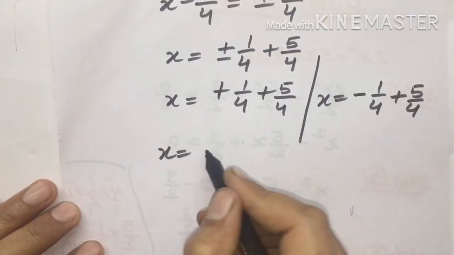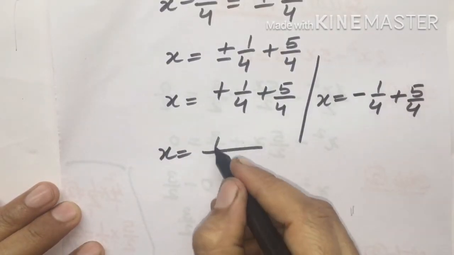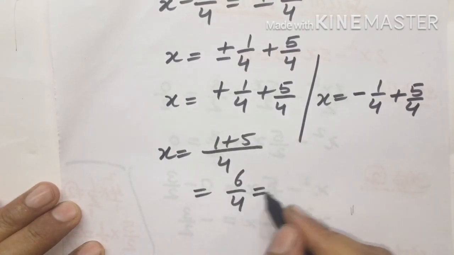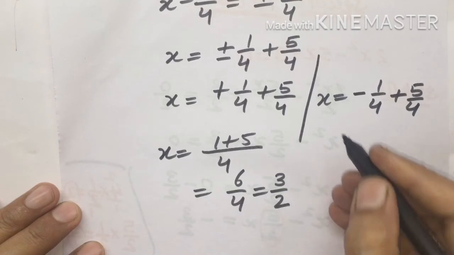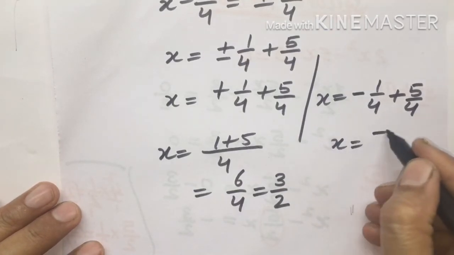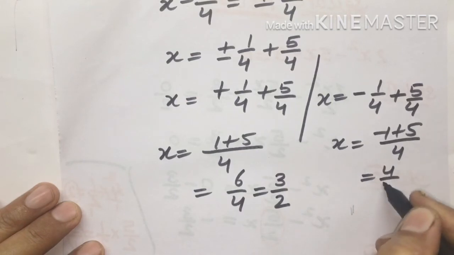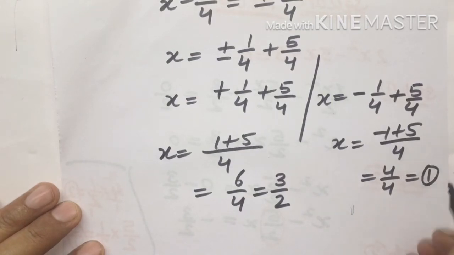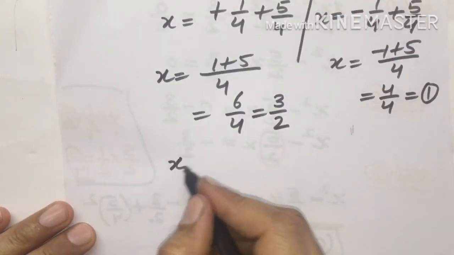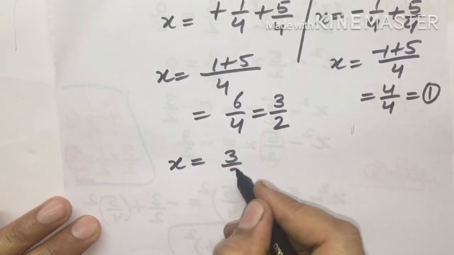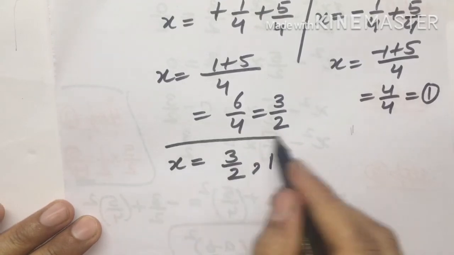So we will solve. This is 1 plus 5, and the value is 6 upon 4, which we can simplify to 3 upon 2. And from here, x is equal to minus 1 plus 5 upon 4, which is 4 upon 4, and the value is 1. So by using the completing the square method, we got two values of x. One is 3 upon 2 and the other is 1.